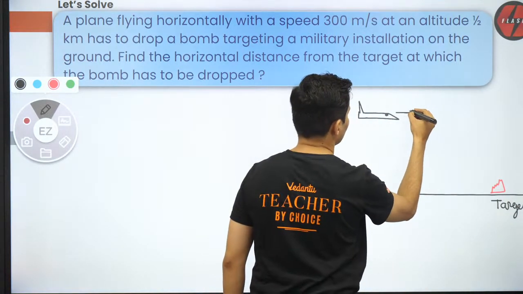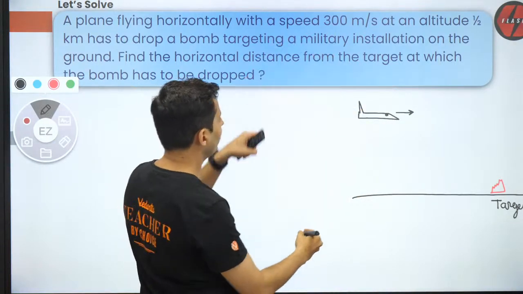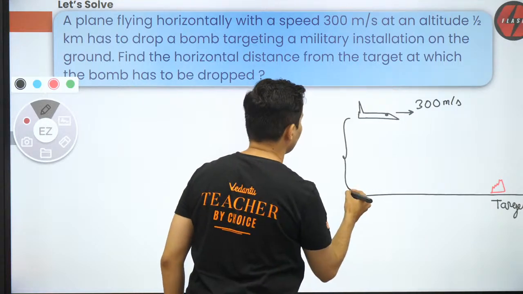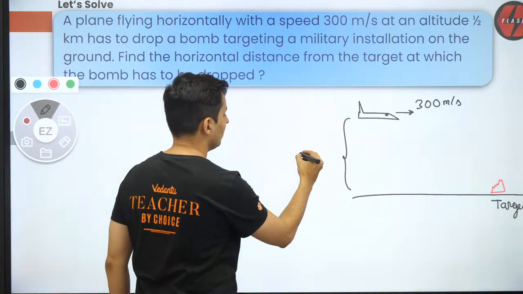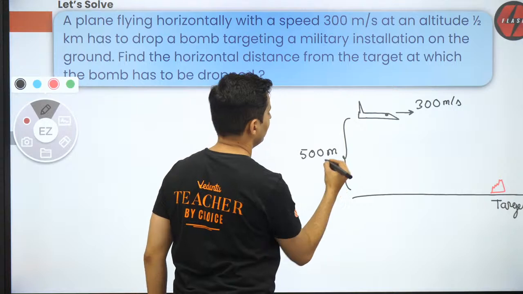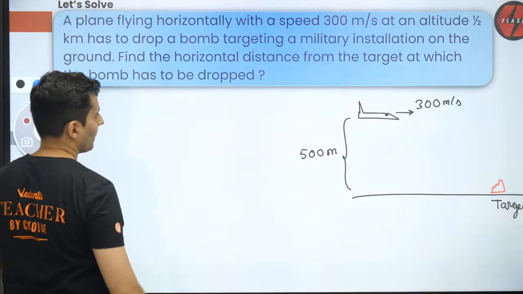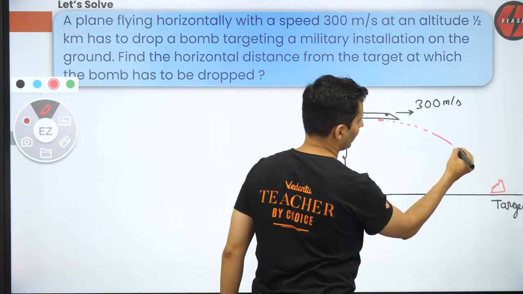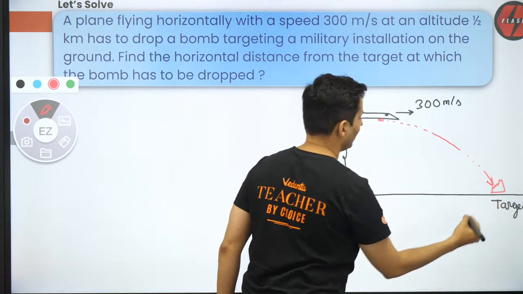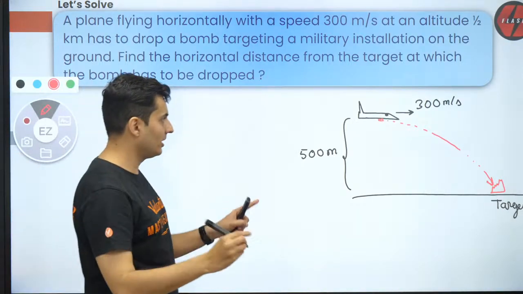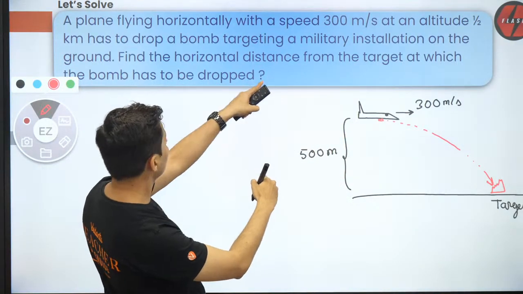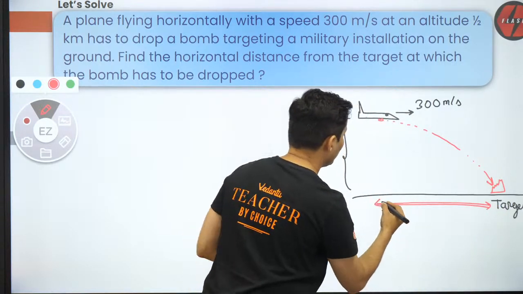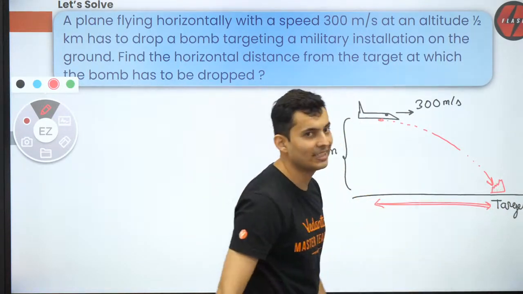This plane is moving with a speed of 300 meters per second. And this altitude is half a kilometer, which is nothing but 500 meters. That plane has to drop a bomb, and that bomb has to go and correctly hit over here. So the question is, how much distance before the target, this distance, should the plane drop the bomb so that it hits it?